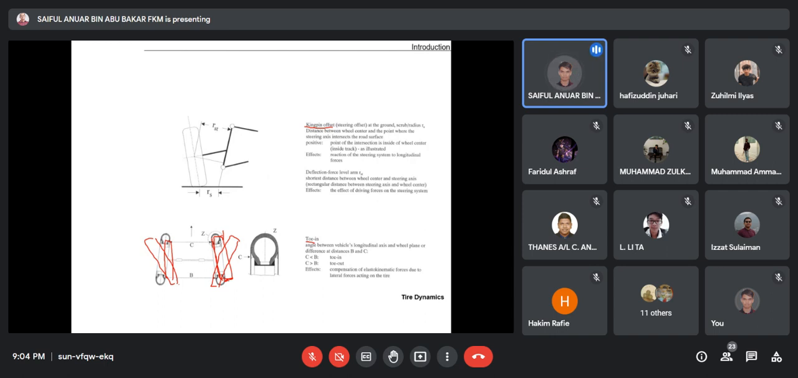Okay, so this is the common setting for passenger vehicles. Toe-in is usually used to increase the tire track width, because if you have a wider tire track width, we are going to increase the stability of the vehicle.